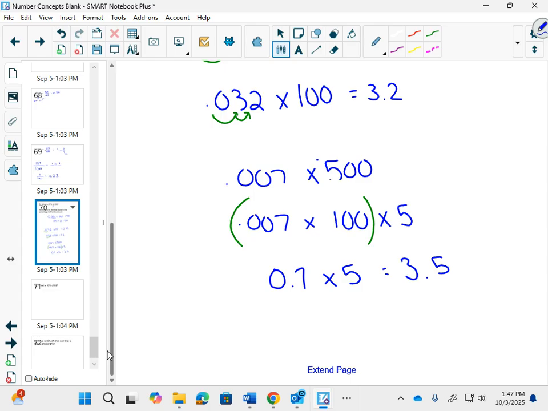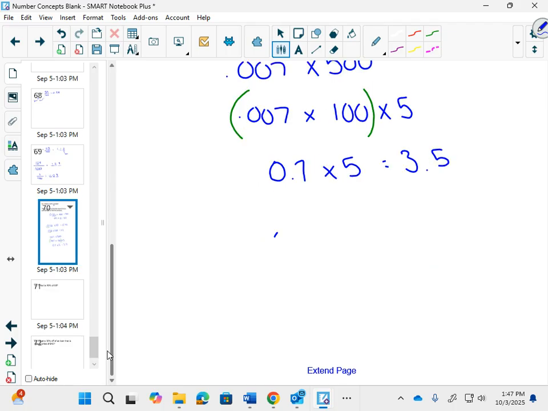times 5 is 3.5. In fact, if you're multiplying with decimals, you can multiply like regular numbers and just count your decimal places in the end. I have 1 decimal place here. My answer needs 1 decimal place. 0.2 times 0.3. I have 1 decimal place here. I have 1 decimal place here. That gives me 2 decimal places. The answer is, what is 2 times 3? 0.06. Isn't that cool?